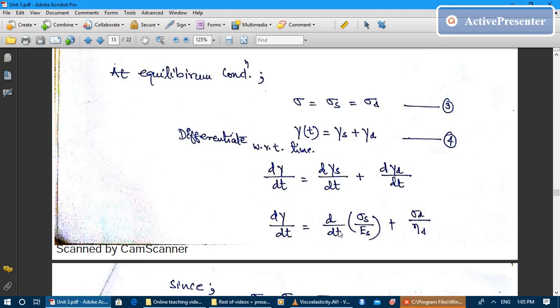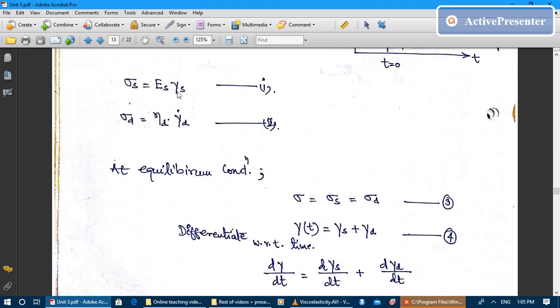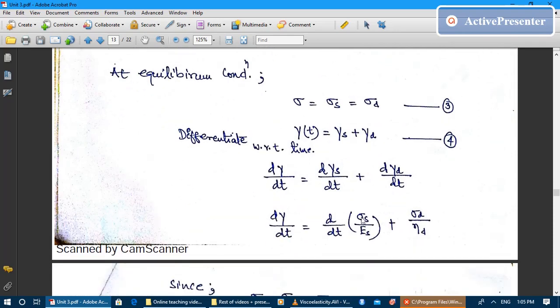So this right hand side is d gamma by dt. Instead of gamma s, I can write sigma s over capital ES from my equation number 1. Here gamma s will be equal to sigma s over ES. So I have written, instead of gamma s, sigma s over ES, and this is my gamma dot.